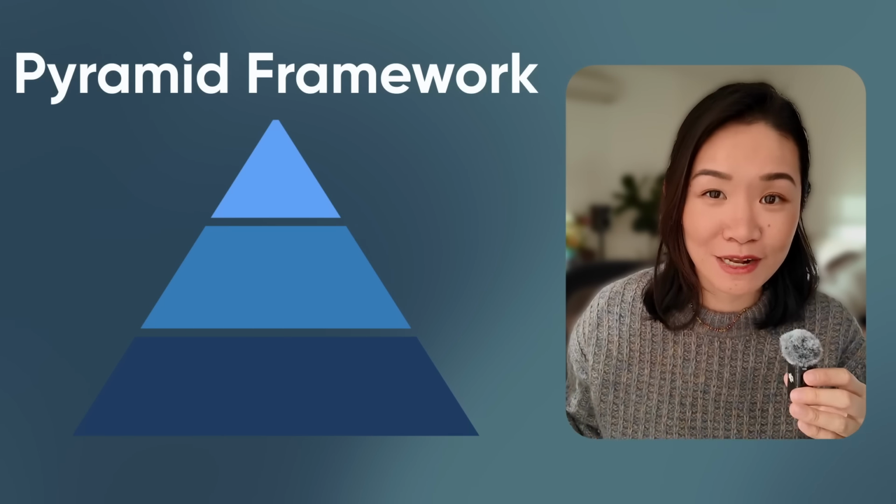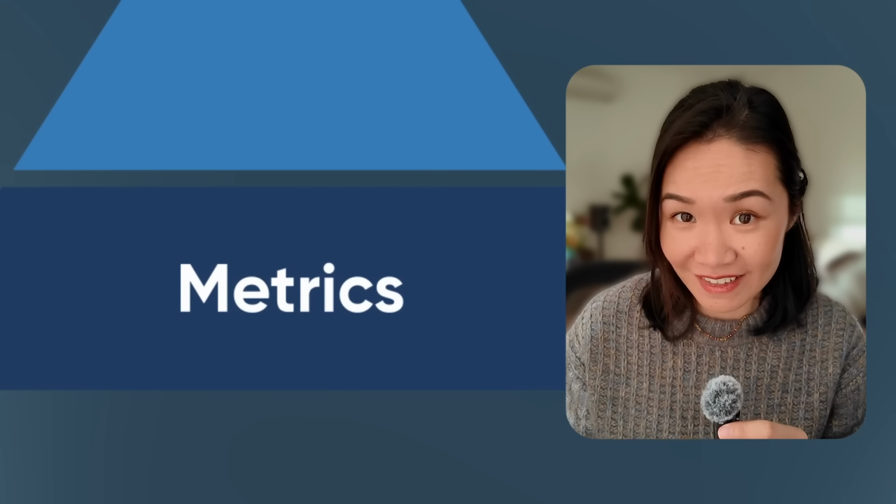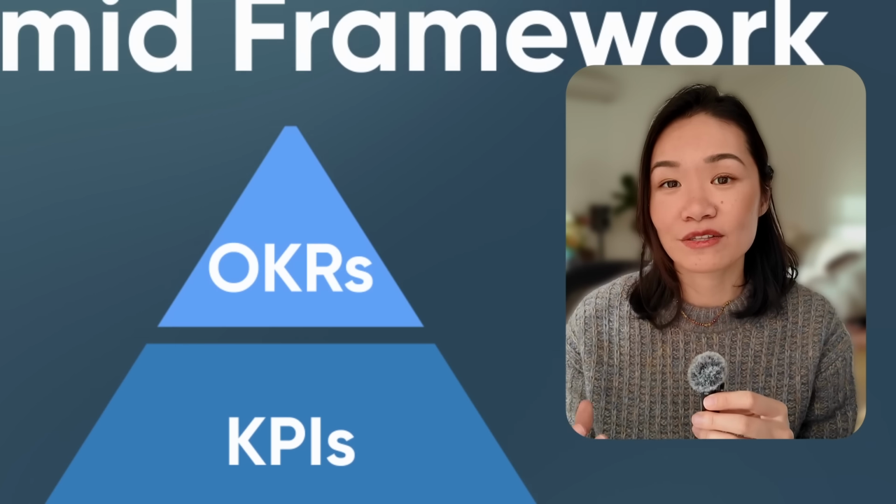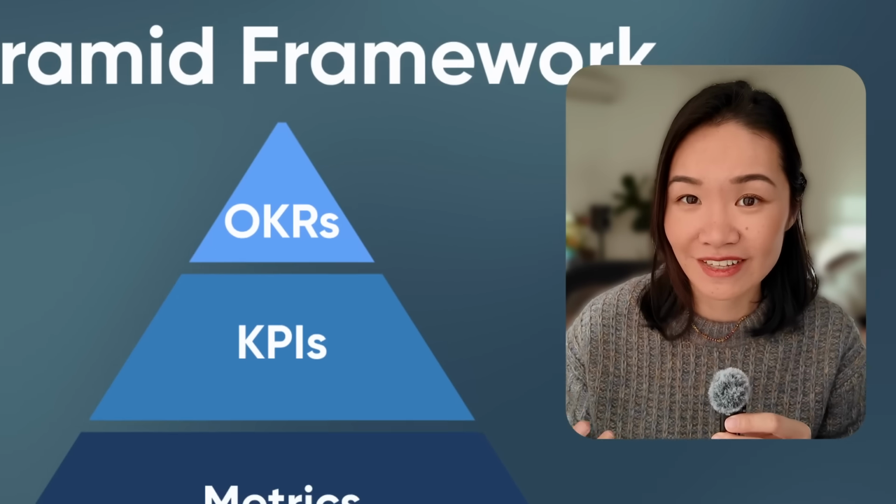In order to do this, you need to understand the concept of the metrics pyramid. Now, metrics are everything that we can track. KPIs are the metrics that actually matter, and the OKRs are the change that we're trying to drive. Let's break this down a little bit.